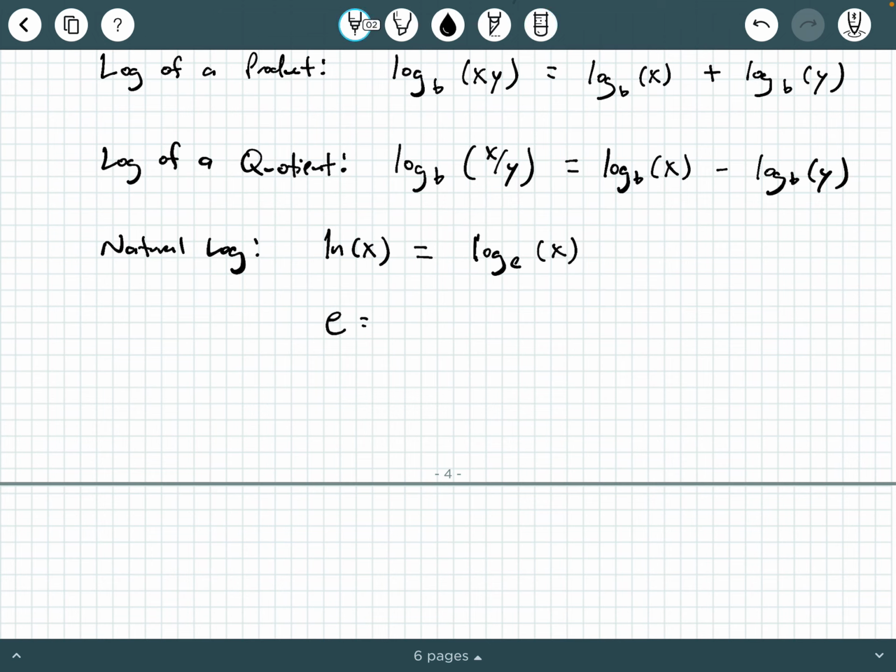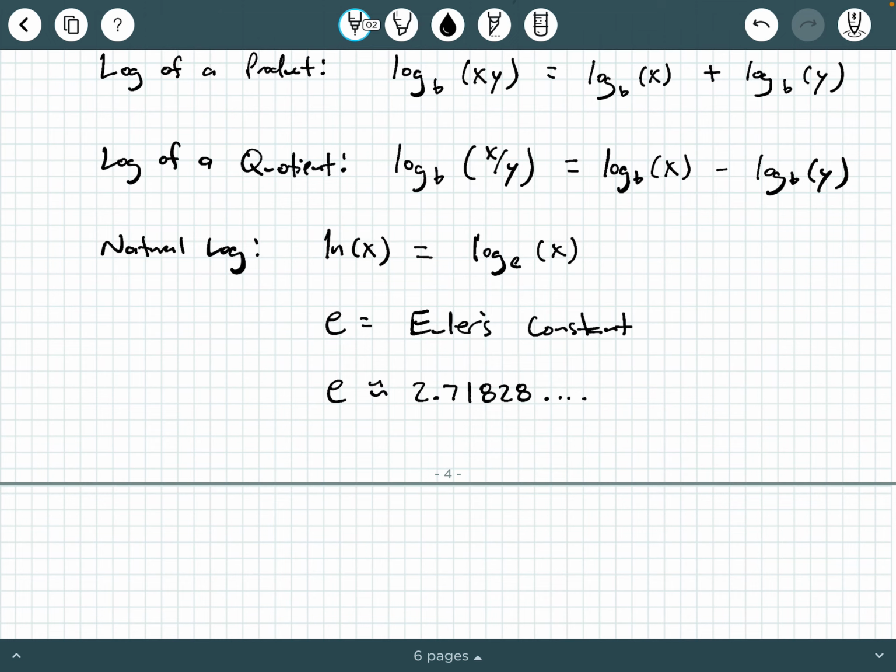So e is what's called Euler's constant, named after the mathematician and engineer, he was also an engineer, Leonhard Euler. Now, what is e? Well, e is a constant, kind of like pi. It's 2.71828, and it keeps on going, kind of like pi does. Okay? So again, Euler's constant, and that helps us define the natural log.